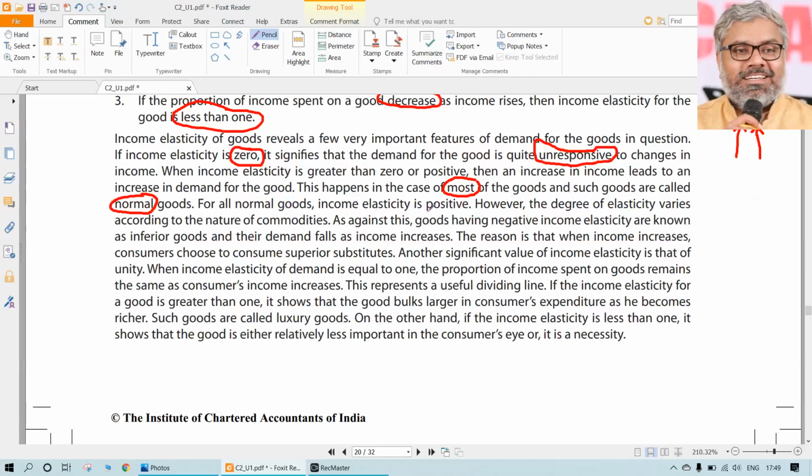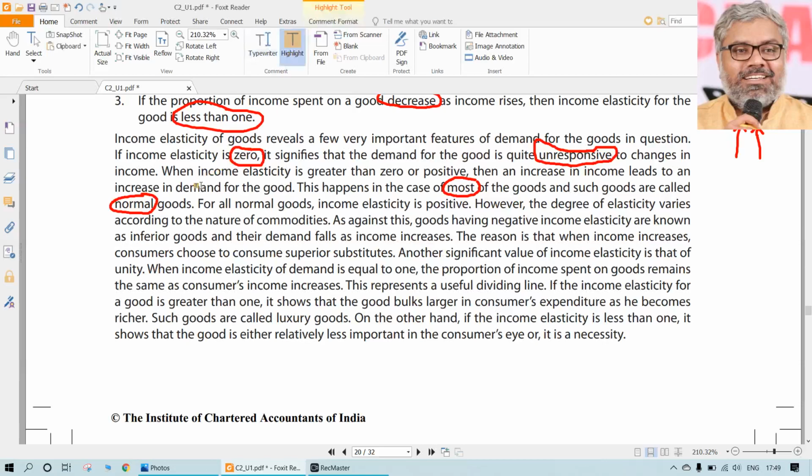So simply speaking, for all the normal goods, income elasticity is positive. This is the point we should note here. For all the normal goods, the income elasticity is positive. That is the essence of this discussion. For all the normal goods, the income elasticity is positive.